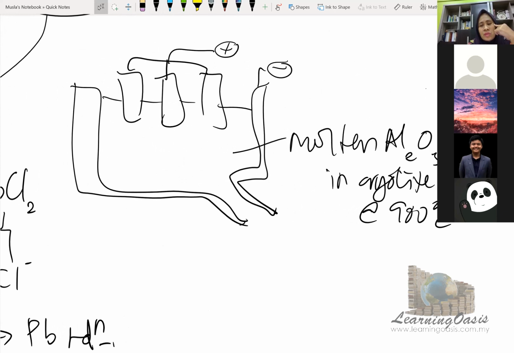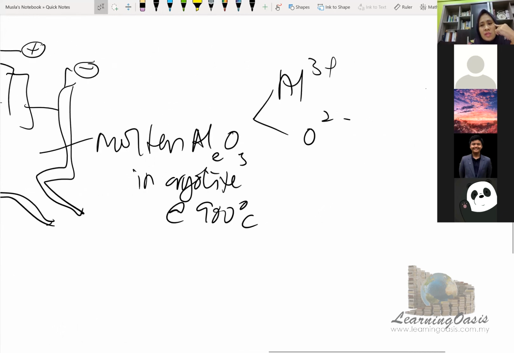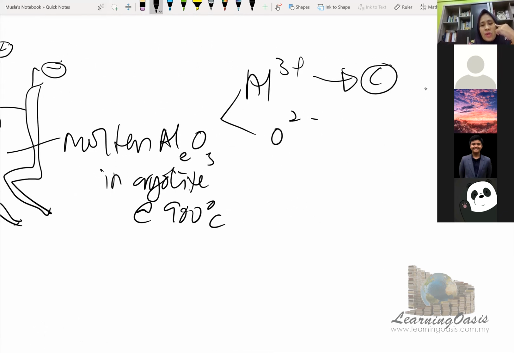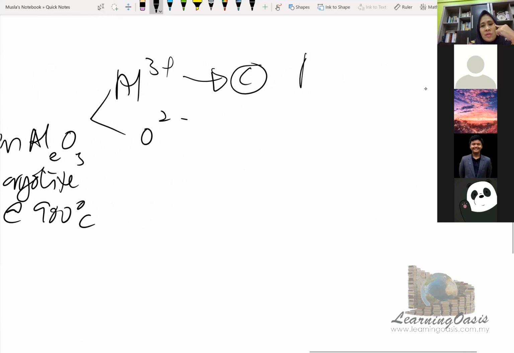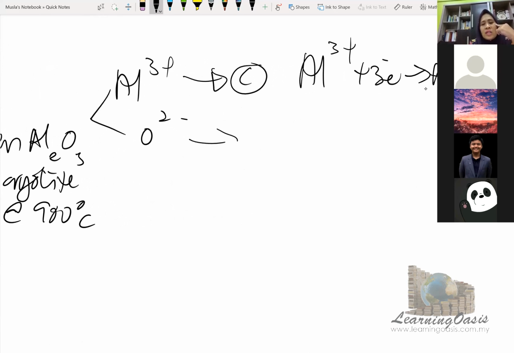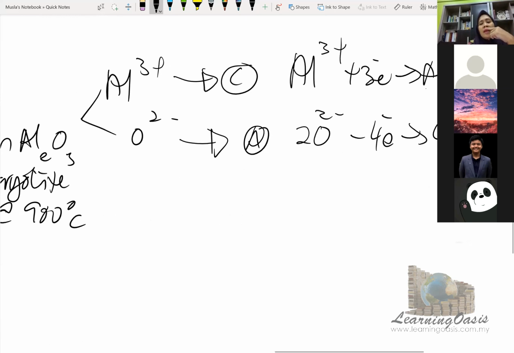The Al3 plus is attracted to the cathode. It goes to your cathode. What happened? It's reduced to aluminium by gaining 3 electrons. O2 minus will go to the anode. So what happened? It is oxidised by losing 2 electrons to become oxygen gas.